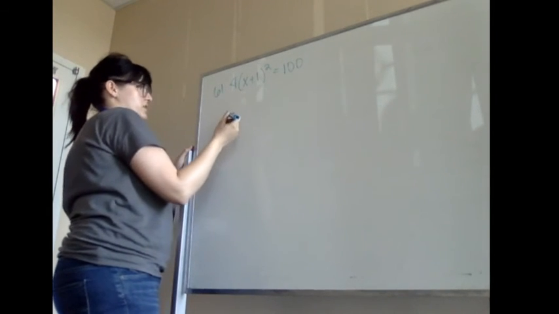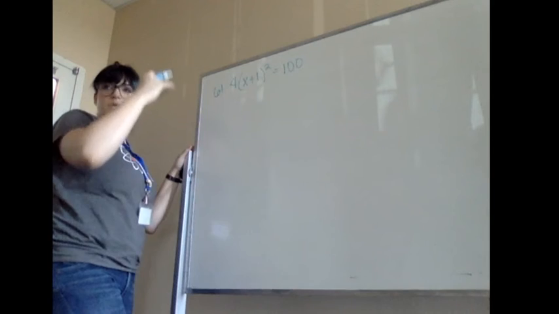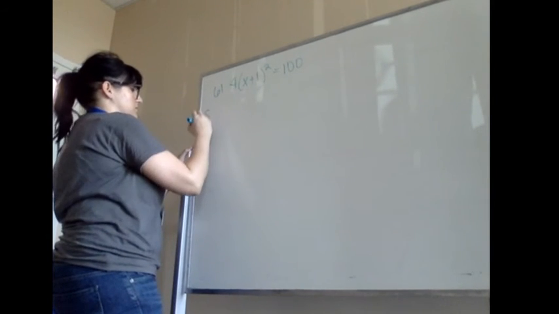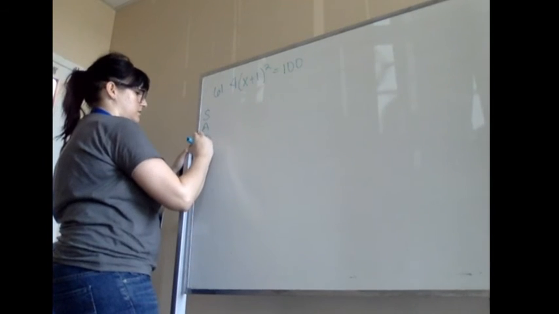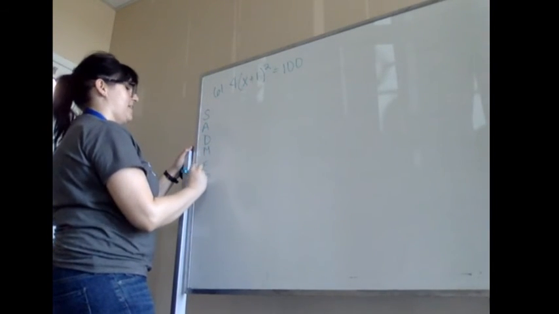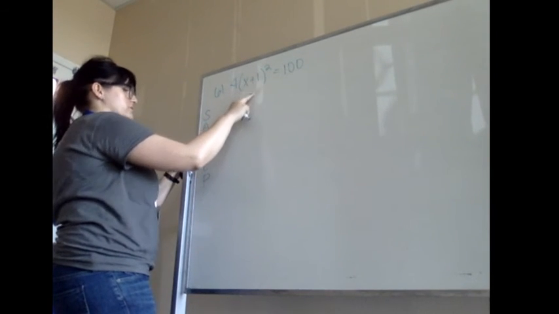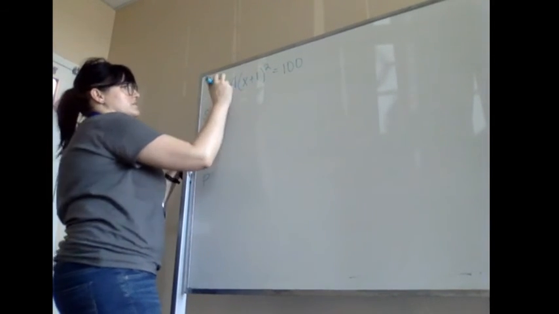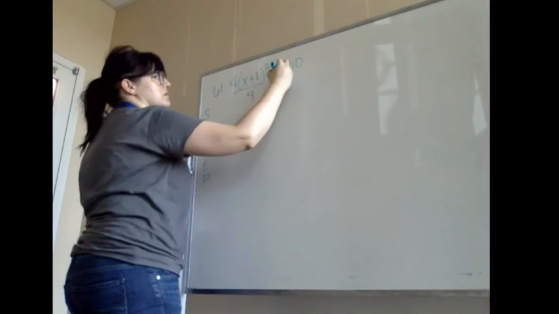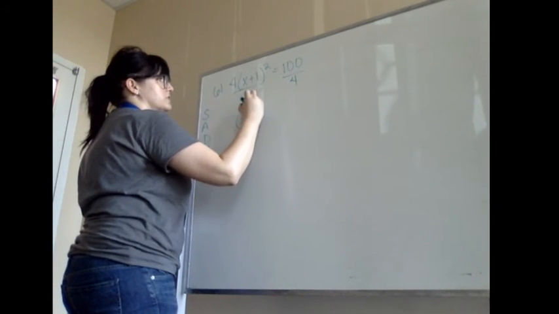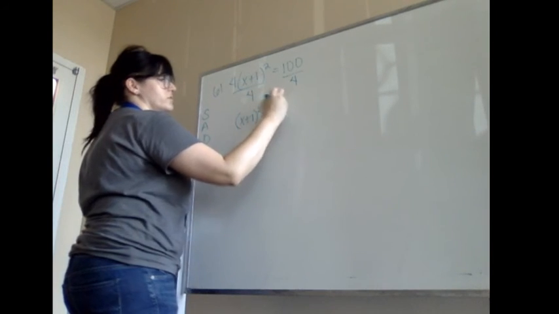Well, when you're simplifying, you go PEMDAS, right? Order of operations. When you're solving, you go backwards. So it's SADMEP. The first thing I'm going to do, there's no addition or subtraction I can touch because that's in the parentheses. So I'm going to divide because I have that multiplication right there. Try and just get x by itself. So (x plus 1) squared equals 25.